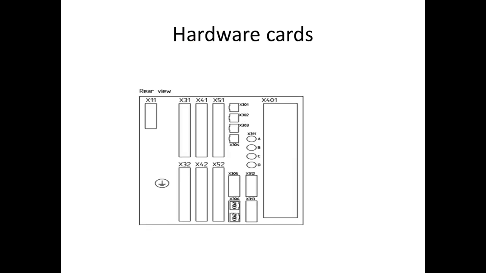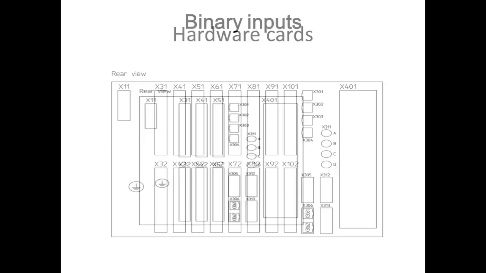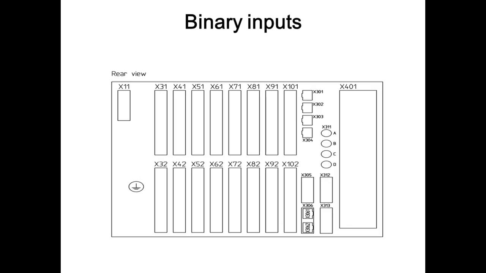Here you can see X31, X41, X51. These are the binary inputs and outputs of the relay. X401 is the analog input of the relay. If we see a more advanced relay, it will have more binary inputs and outputs, like X31, 41, 51, 61, and so on.